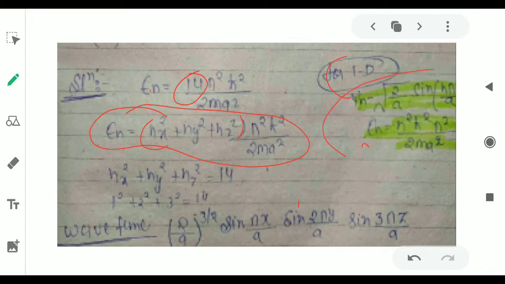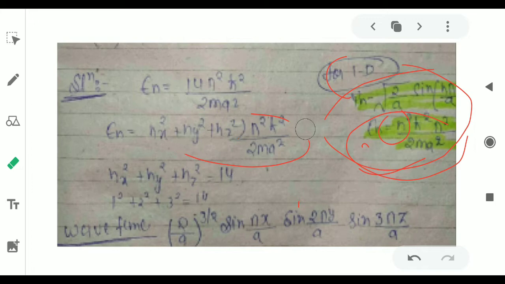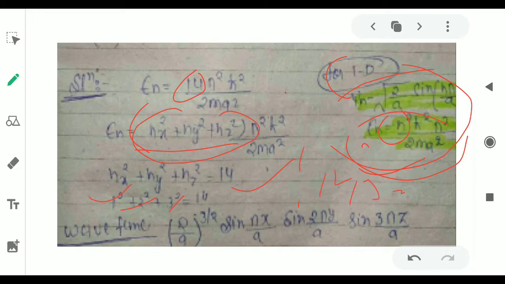For one dimension, the wave function is root 2 upon a sin n pi x upon a. You have to remember this. The energy eigenvalue is n squared pi squared h cross squared upon 2m a squared for one dimension. For one dimension we only use n, and for three dimensions we use nx, ny and nz. Here we have a 3D cubic box, so after comparing, nx squared plus ny squared plus nz squared will be equal to 14. How can we get 14? We can get 14 from 1 squared, 2 squared and 3 squared. We need to make some possible combinations: 1, 2 and 3. The sum of their squares will be 14.